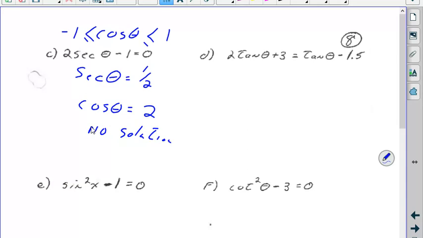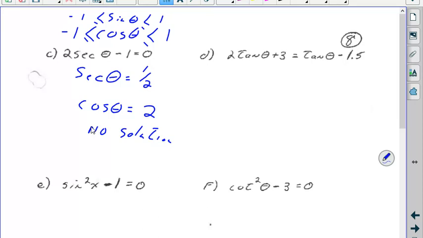Sine is also this way. Sine has a range of -1 to 1. So I can't ask you to solve sine theta of 3 or 1.5. Well, I guess I can ask you to solve it. You just tell me it has no solution. Tangent, cotangent, secant, cosecant can be larger than 1 and less than -1. Okay?